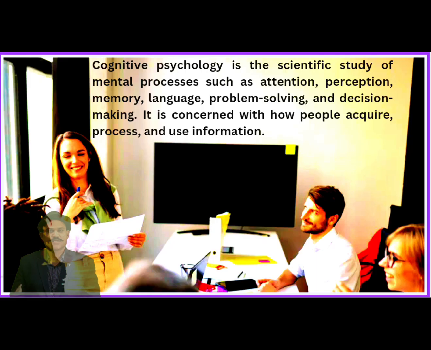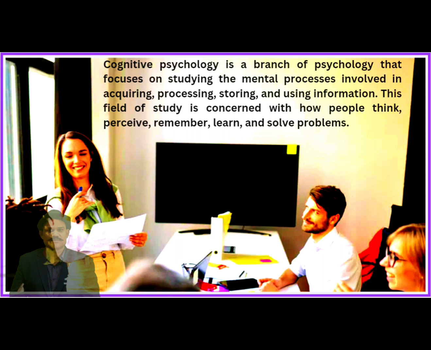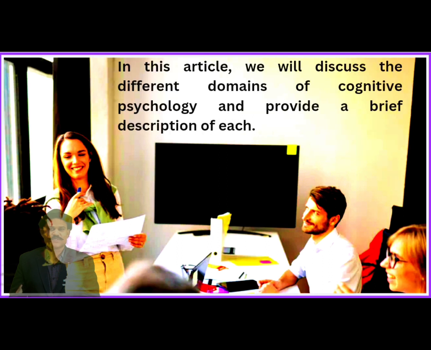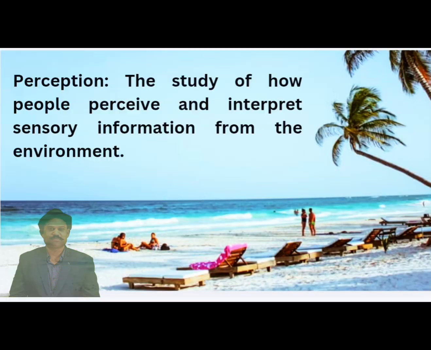Cognitive psychology is the scientific study of mental processes such as attention, perception, memory, language, problem solving, and decision making. It is concerned with how people acquire, process, and use information. Cognitive psychology is a branch of psychology that focuses on studying the mental processes involved in acquiring, processing, storing, and using information. This field of study is concerned with how people think, perceive, remember, learn, and solve problems. In this article, we will discuss the different domains of cognitive psychology and provide a brief description of each.